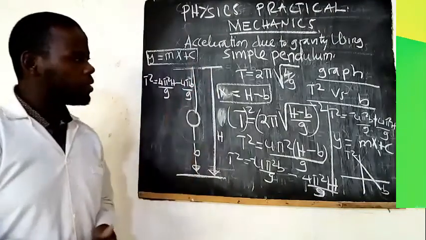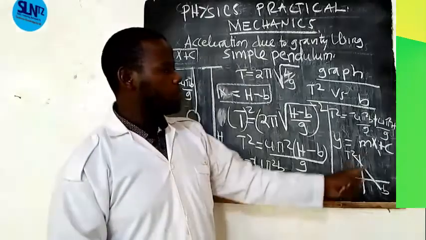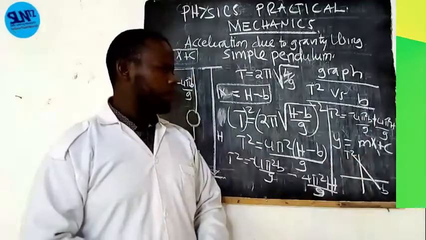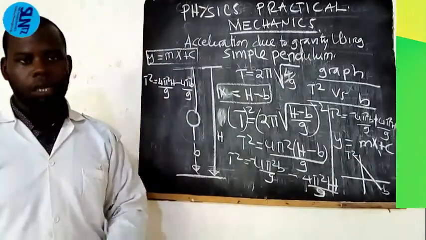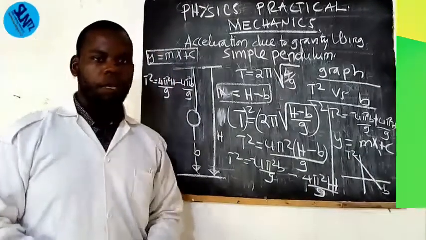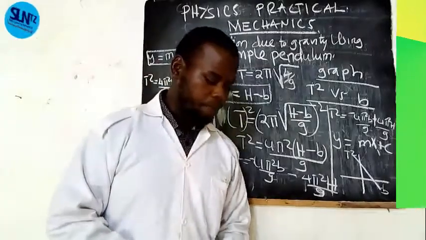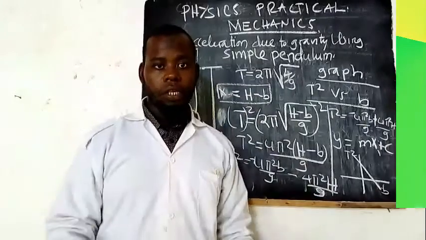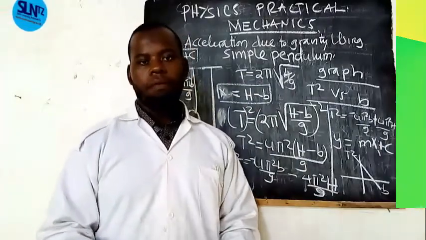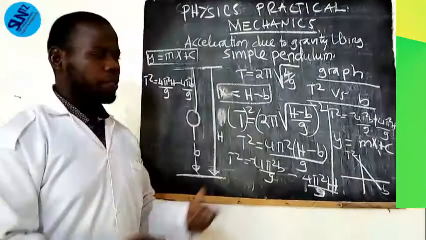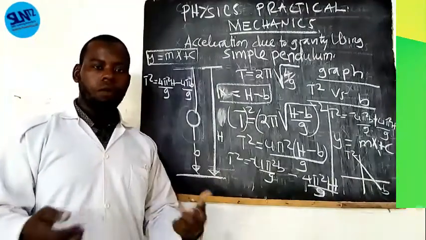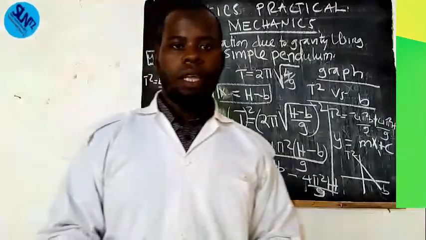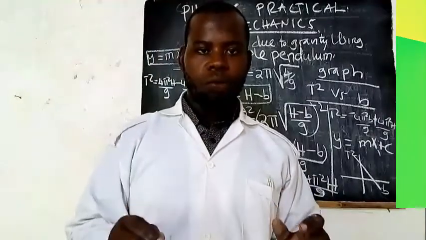Acceleration due to gravity. It means your acceleration will be derived from the slope, and you will be able to get the correct value. Today I have shown you the nature of the graphs, and how to derive the relations or the equation from the setup. Another time, if God wishes, we will come to teach you another concept in our lessons.